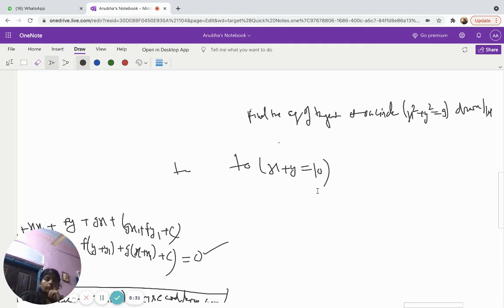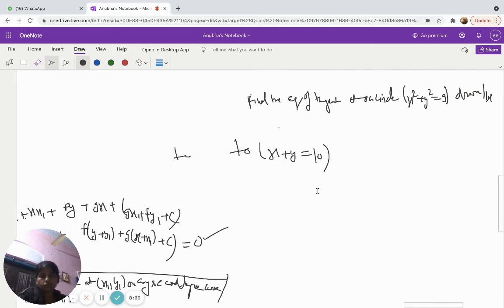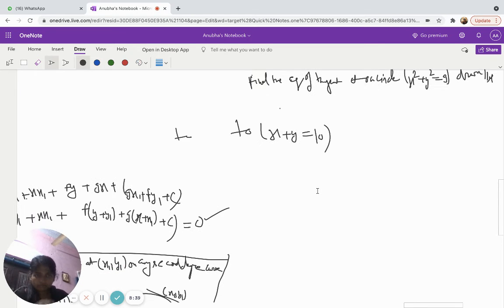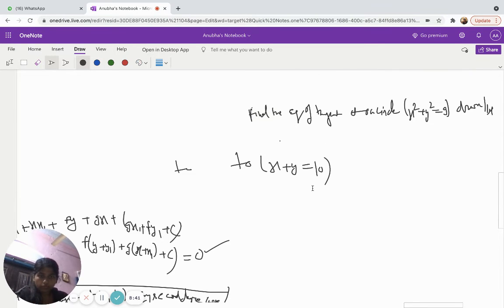Okay, if you need to find the equation of the tangent drawn to x square plus y square equal to 9, parallel to this line, how do you find it? If the tangent is drawn parallel to this, then the slope of the tangent is the same as the slope of this line. So the slope of the tangent from here is -1.